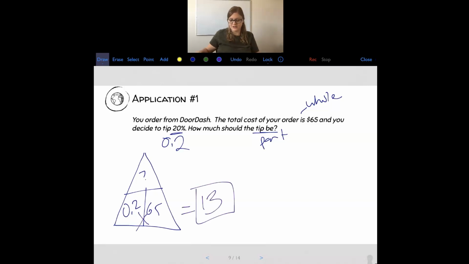And then we check to make sure our answer makes sense. Does $13 on a $65 order make sense? It definitely should not be over 65. It should be less than half of 65 because we're tipping 20%. So I would say yes, this does make sense.